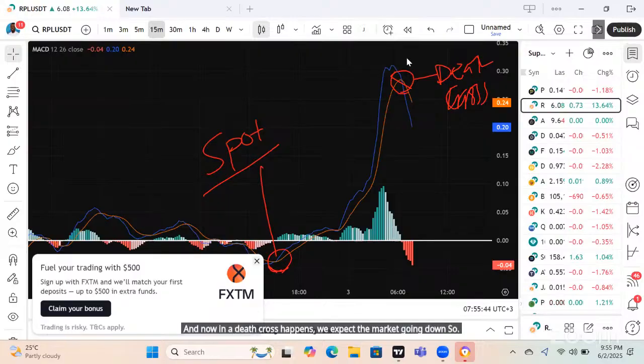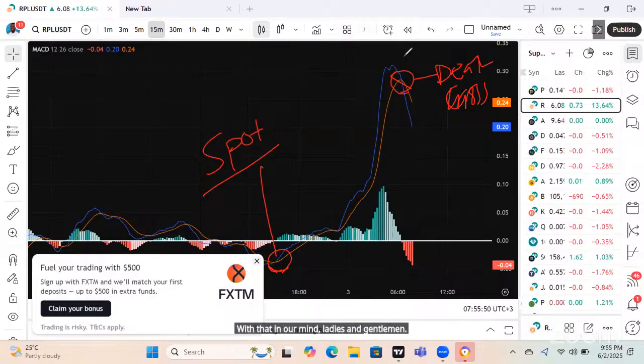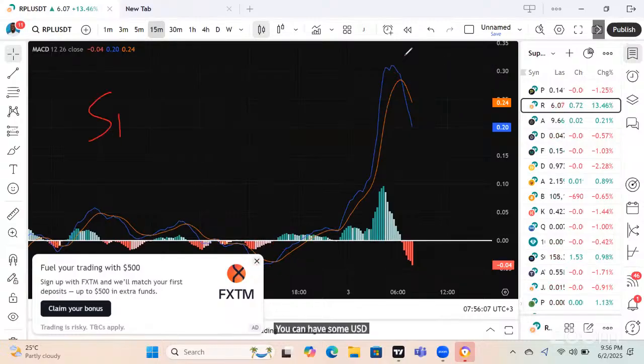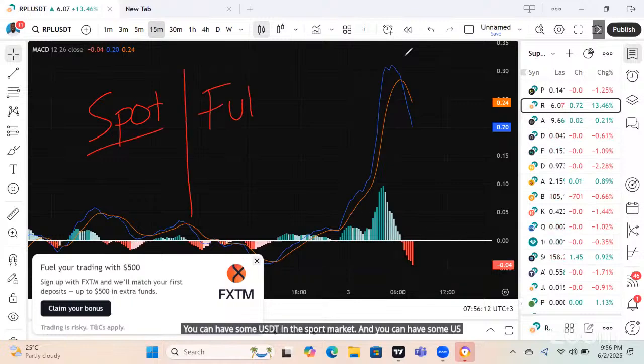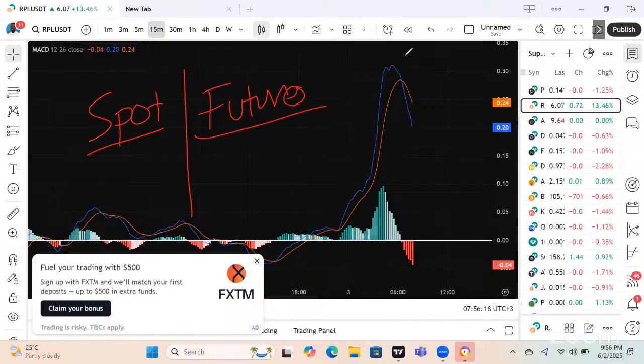So with that in our mind, ladies and gentlemen, you can use your Royal Q robot in a simple analogy. When this robot makes an entry, remember, you can have some USDT in the spot market and you can have some USDT in the futures market. And by understanding this indicator, you are trading the same coin, let me say RPL.